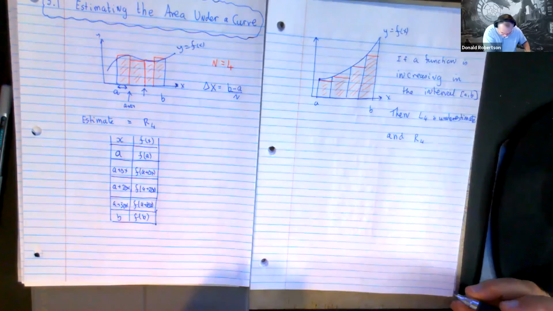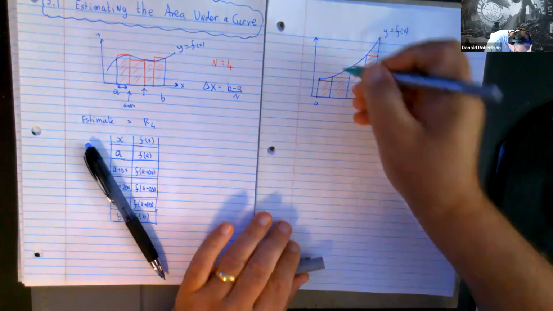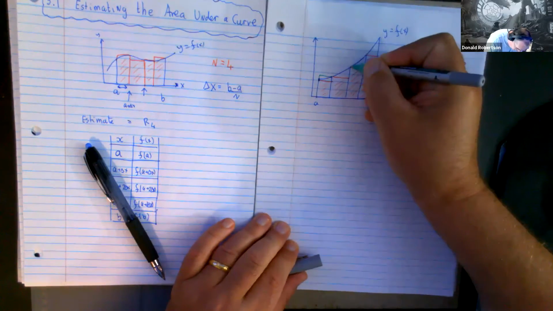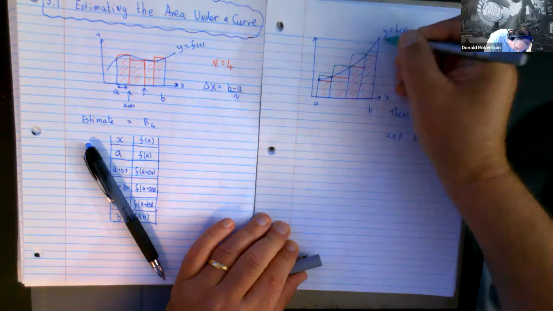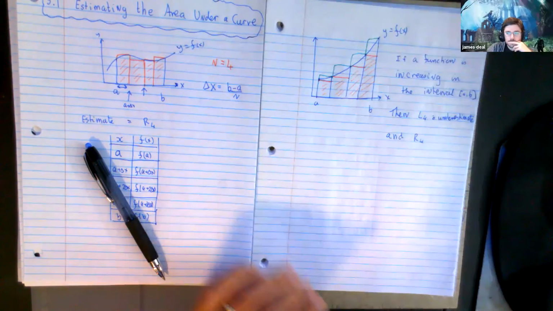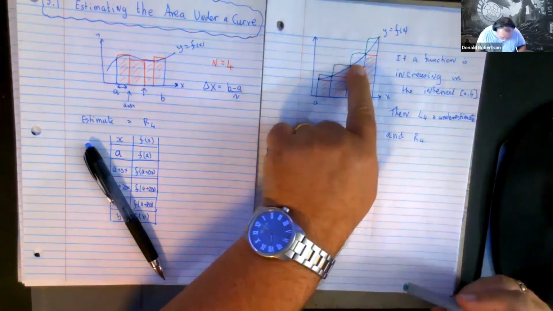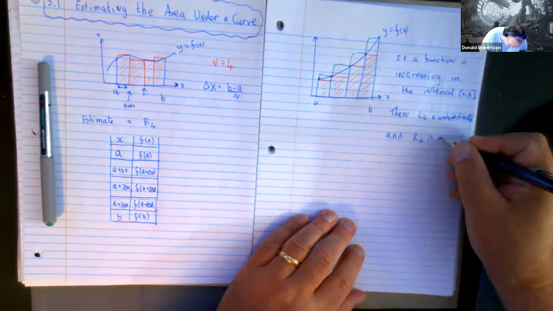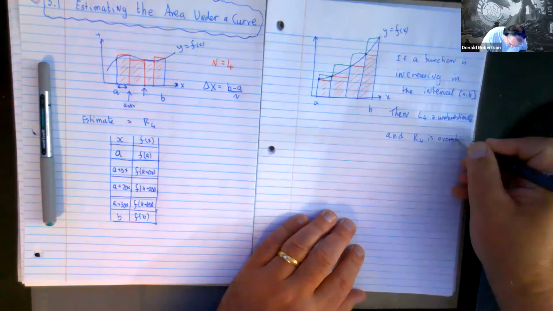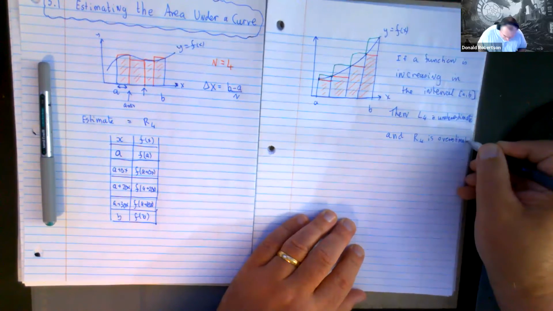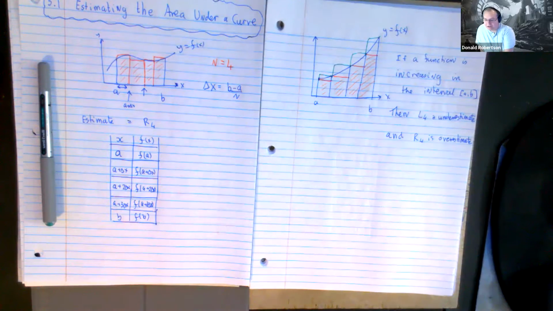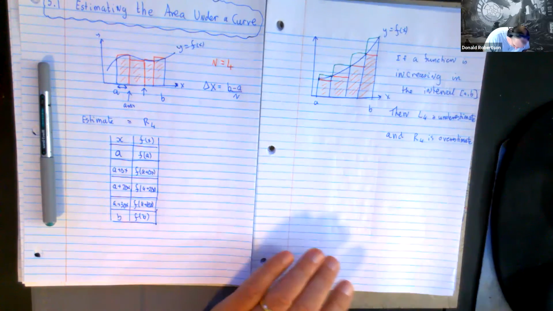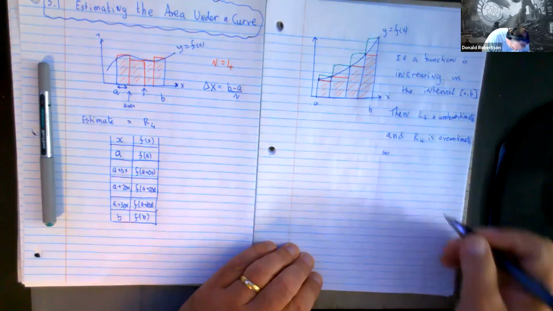I don't think it takes much to come up with the idea that if I then do the other version, which is these ones using the right-hand side, can you see that it is an overestimate? So if I have an increasing function, won't L4 be an underestimate and R4 be an overestimate? And so we can say this.